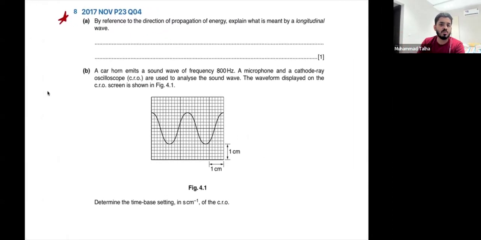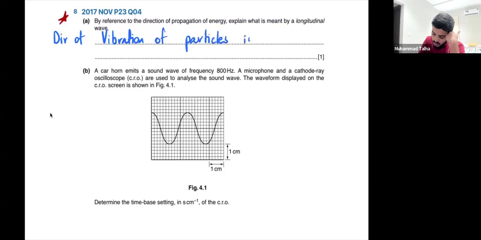So 8A, I think this is pretty easy. I also explained a question really similar to this last time. By reference to the direction of propagation of energy, explain what is meant by a longitudinal wave. Easy. So the direction of vibration of particles is parallel to the direction of propagation of energy.